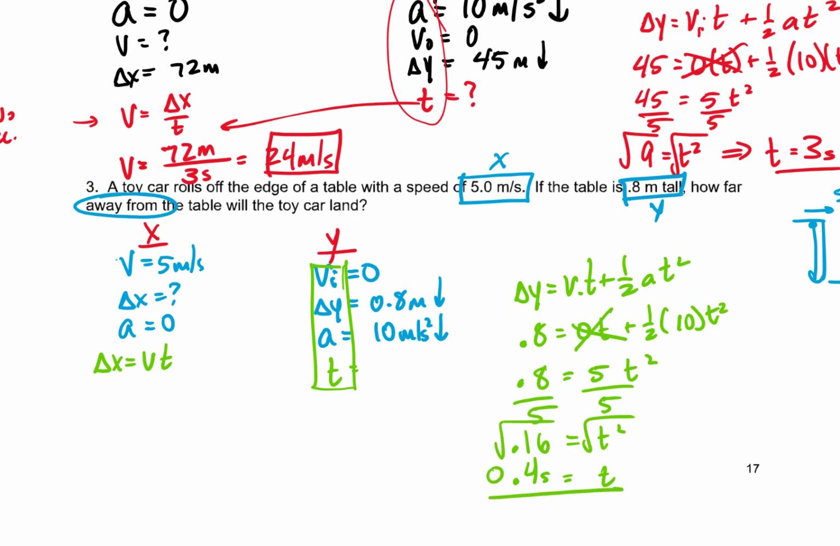So my delta x is going to be the velocity, 5 meters per second, times my time, 0.4 seconds. And so my delta x comes out to be 2 meters. That's how far away from the edge of the table our object lands.